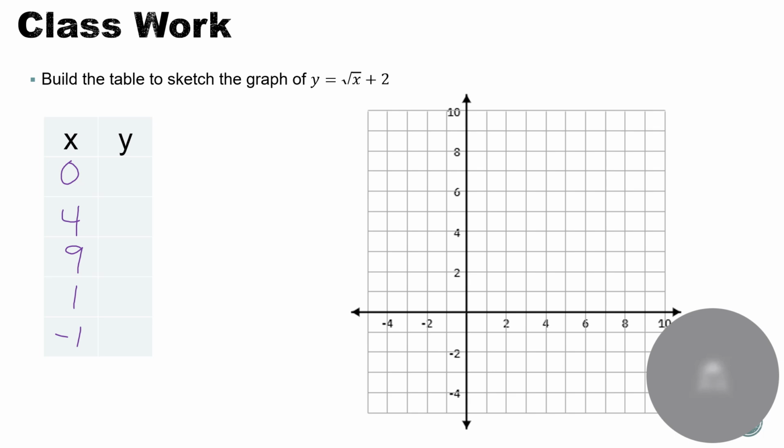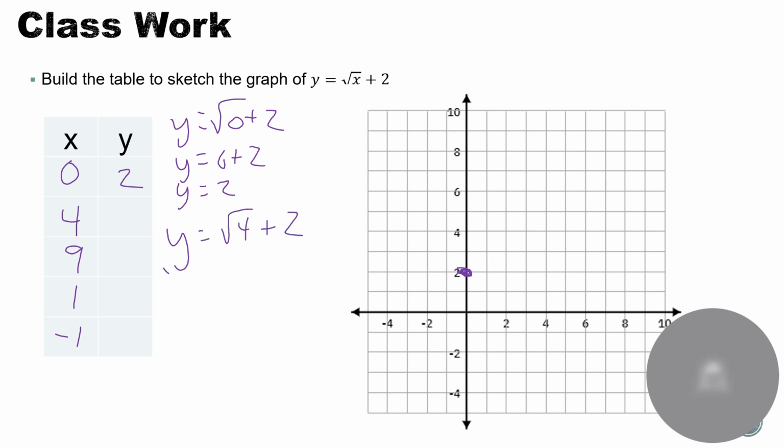All right, now y is equal to the square root of 0 plus 2. Well, the square root of 0 is 0. And 0 plus 2 is 2. So the point 0, 2. So that's going to be right there. Now we'll do the square root of 4. Well, what is the square root of 4? That is 2. And 2 plus 2 is 4. So we have the point 4, 4.